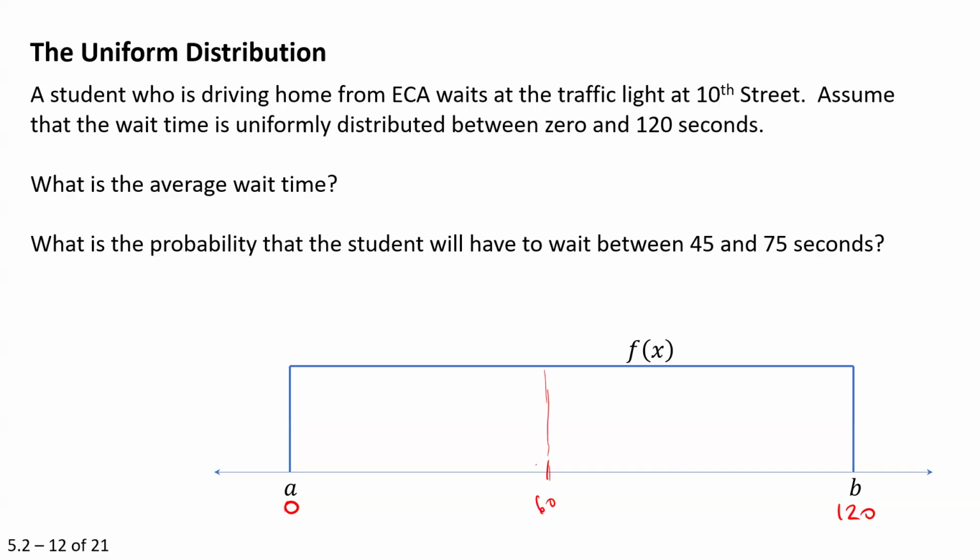And what's the probability that the student will have to wait between 45 and 75 seconds? Okay, so let's see, that's 30, that's 45, that's 90, that's going to be 70. Okay, so it's somewhere in here. So 60 is the mean or average? Yes, it's the same. So 60 seconds.